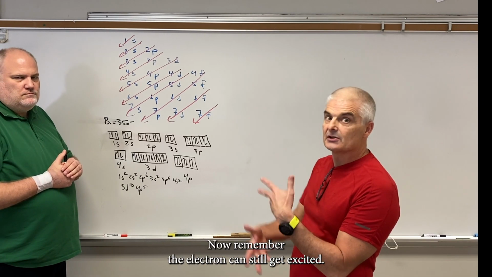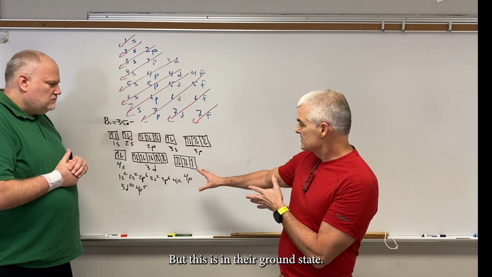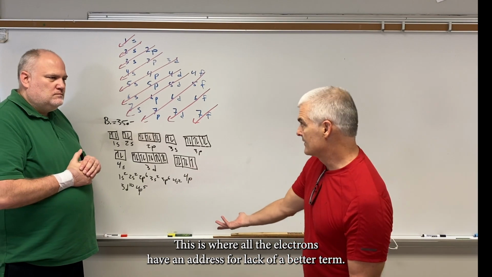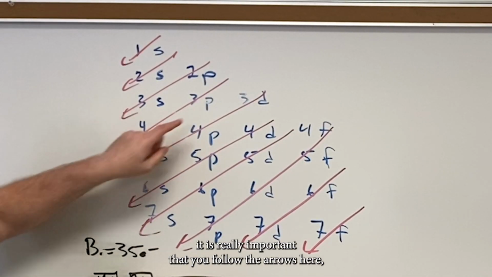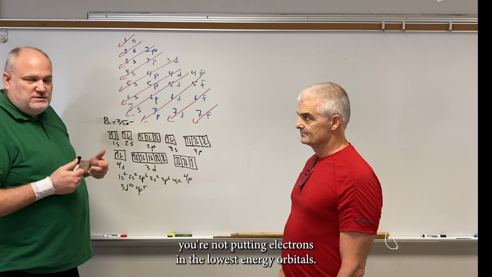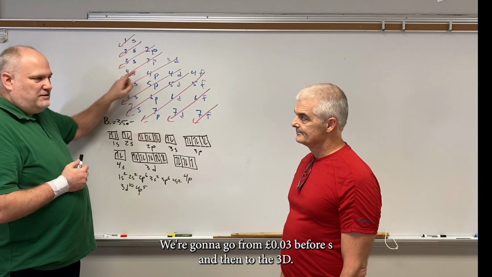Now remember, the electron can still get excited. That's how we make light and waves and all the stuff we talked about earlier. But this is in their ground state. This is where all the electrons have an address, for lack of a better term. And just real quick, as you take a look here, it is really important you follow the arrows here, because if you put first into the 3d, you are not putting electrons in the lowest energy orbital. So we're going to go from the 3p to the 4s and then to the 3d.